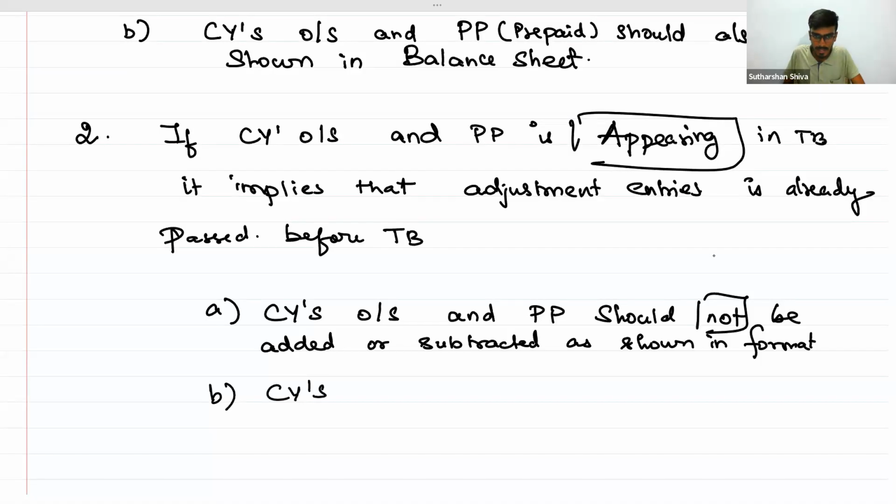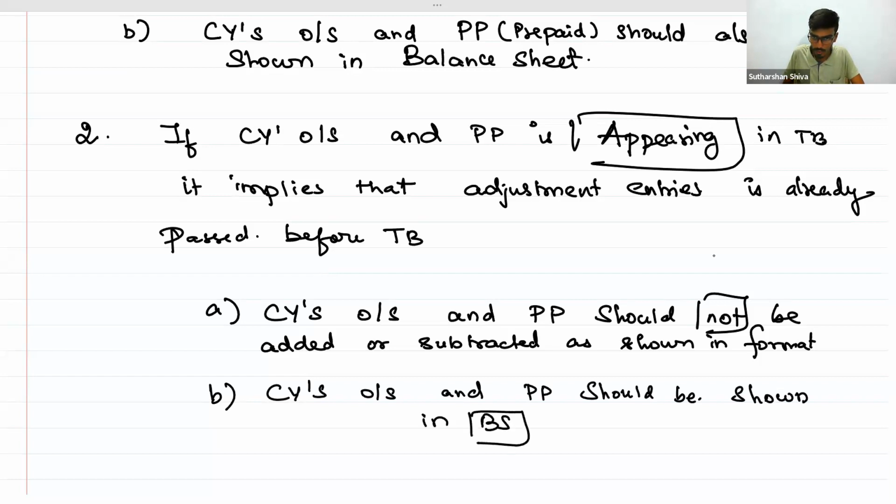Current year's outstanding and prepaid should be shown in the balance sheet. It should be shown in the balance sheet, but you should not add it in the P&L because it has already been adjusted. We are just posting it as a positional item. If it is appearing in a trial balance, you should not post it in that respective P&L account.